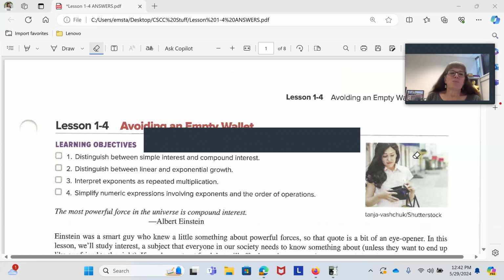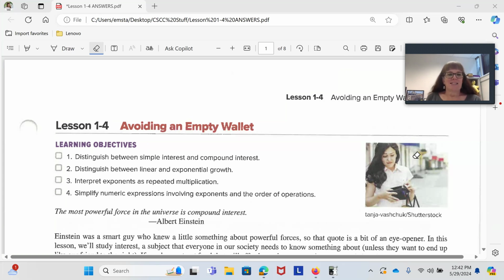Hello and welcome to lesson 1-4. This lesson is titled Avoiding an Empty Wallet. It can be found on page 47 of your textbook if you're following along.